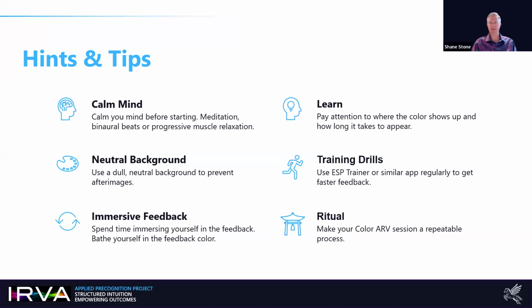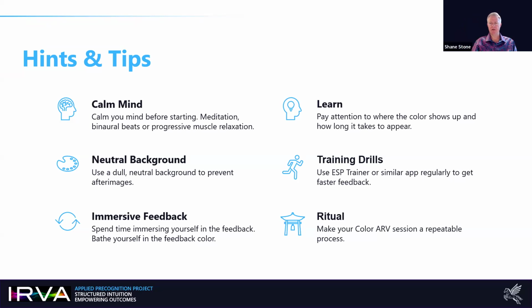The fourth one is to learn. So pay attention to things like where the color shows up when you're correct versus where the color shows up when you're incorrect. How long the color takes to appear after the trigger. Are you slightly off in how you're perceiving the color? Things like that. So that's all sort of an inner reflection thing that you need to operate at that higher level to do, I guess, meta analysis of how you're actually going through the process.